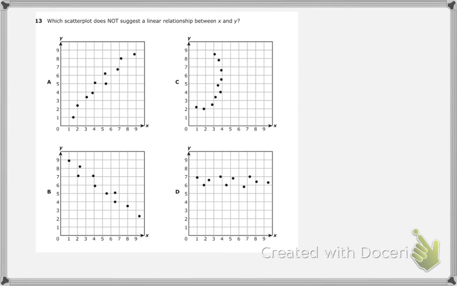Let's go to 13. Which scatter plot does not suggest a linear relationship? Linear is a line, because it says line right there, between X and Y. So if we do a line of best fit or a trend line, that's a line, this is a line, this is a line, this right here is a curve, not a line, so C is our answer.